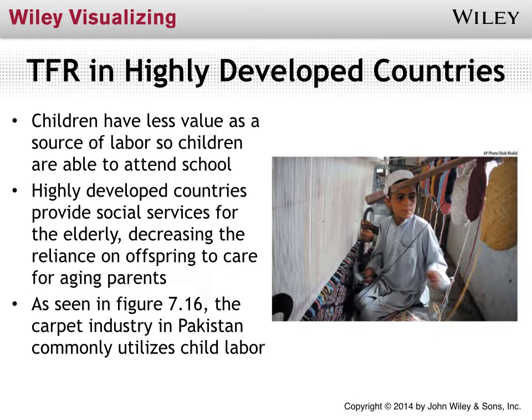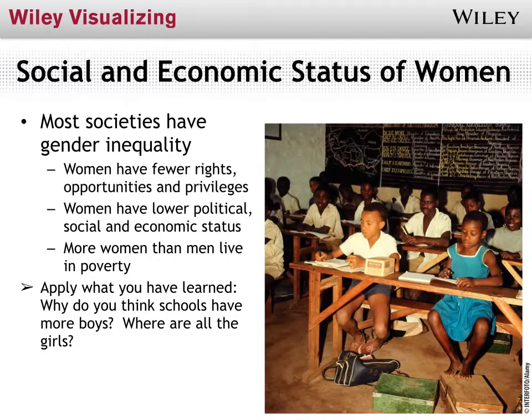Highly developed countries, as they move through that demographic transition, and as they have more money, start being able to provide social services for people that are too old to work, or people that are unable to work for whatever reason. So again, a lot of this is impacted as you move through the demographic transition. Fertility rates drop by default as countries become more industrialized.